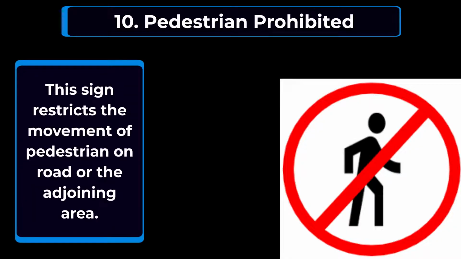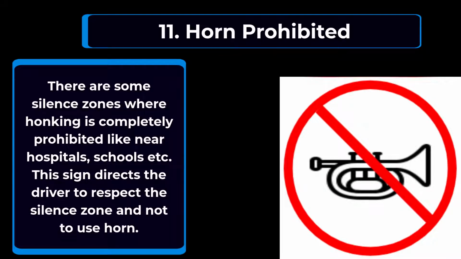10. Pedestrian prohibited. This sign restricts the movement of pedestrians on road or the adjoining area. 11. Horn prohibited. There are some silence zones where honking is completely prohibited, like near hospitals, schools, etc. This sign directs the driver to respect the silence zone and not to use the horn.